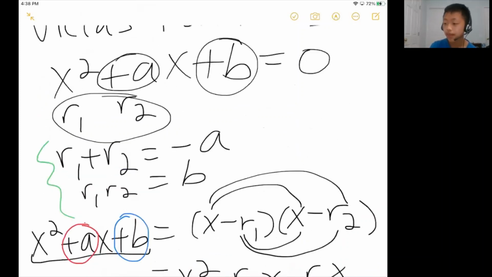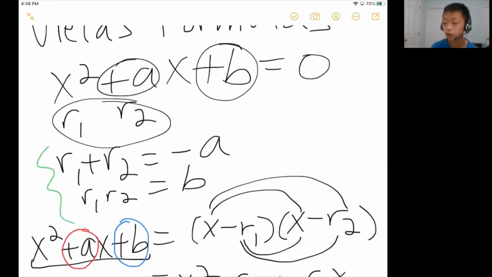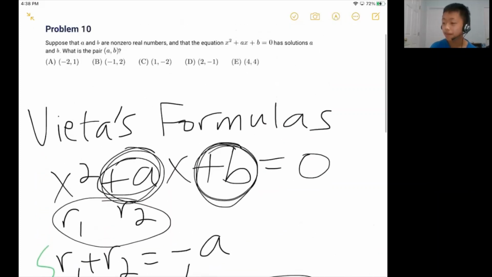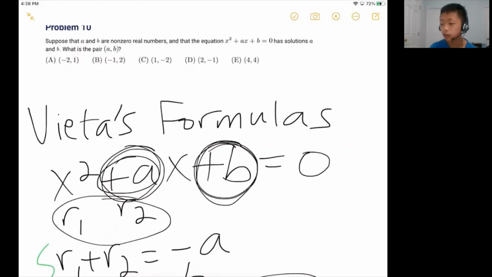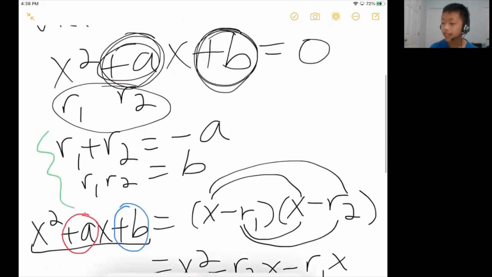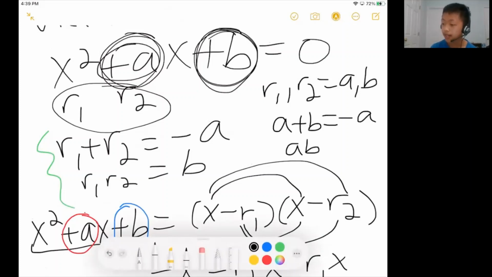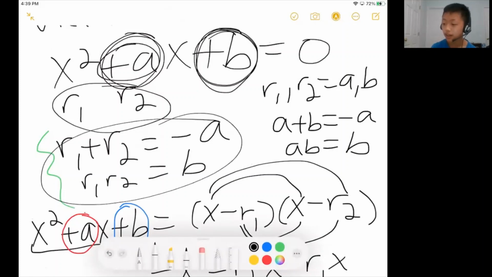It essentially tells us that the sum of the solutions to this kind of quadratic equals the negative of the coefficient of the x term, and the product of the two solutions is equal to the constant term. So that's Vieta's formulas. If we use that here, we have that x squared plus ax plus b has solutions a and b, so our R1 and R2 are equal to a and b. We know that the sum of the roots, a plus b, has to equal negative a, and a times b has to equal b, by Vieta's formulas.